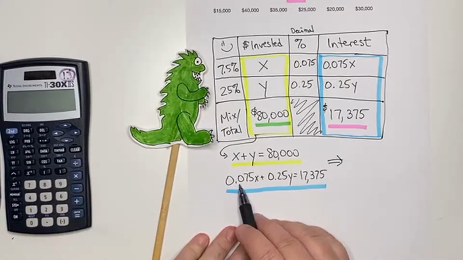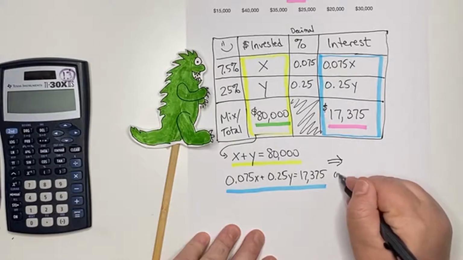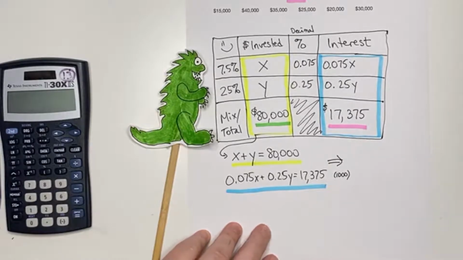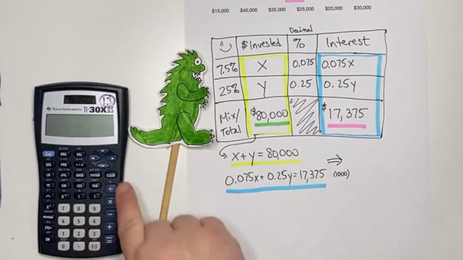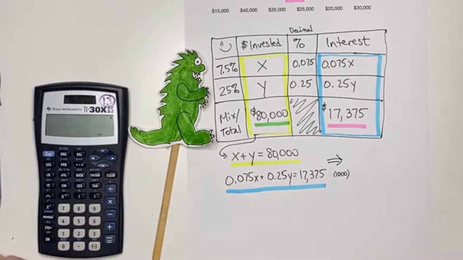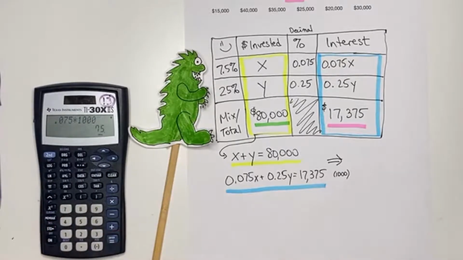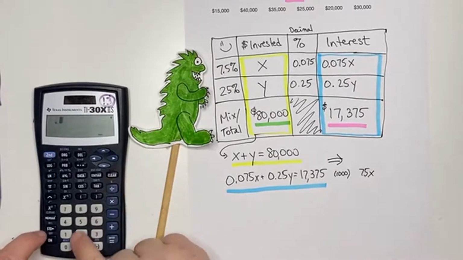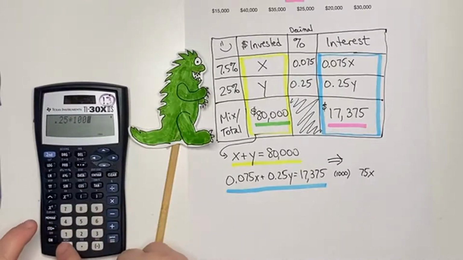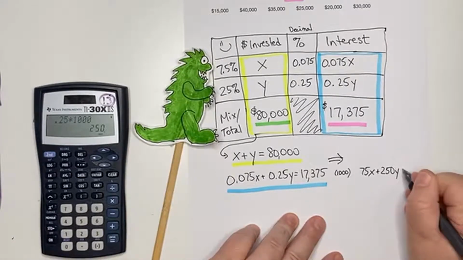This decimal has 1, 2, 3. So I'm going to multiply by 1,000. That's going to give me, and you can always double check on your calculator, 0.075 times 1,000. And that gives me 75. Yay, 75x, it worked. 0.25 times 1,000. Now, look at this. It doesn't just give you 25. It actually gives us 250.